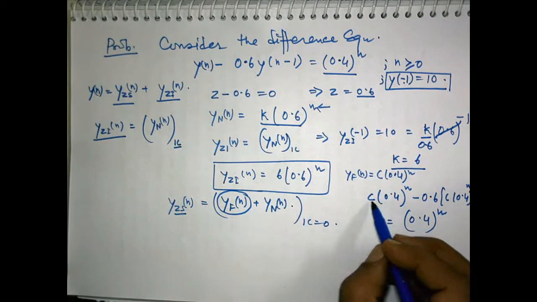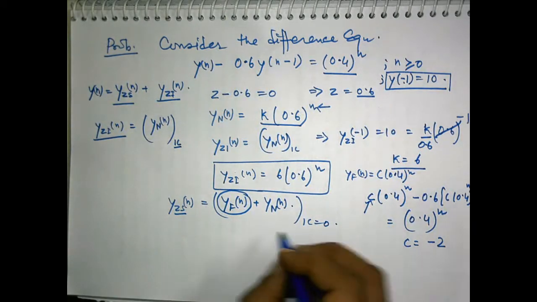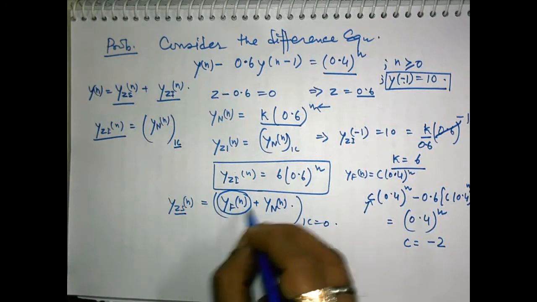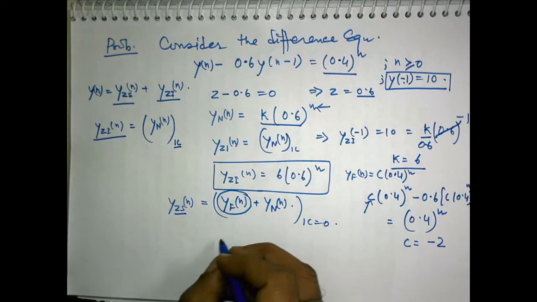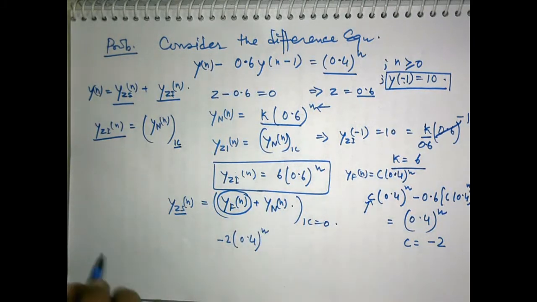So what we are evaluating from this equation is the constant c. The constant c is being evaluated. And what will be the value of constant c? If you recall from your earlier problem, it is minus 2. It was evaluated in your earlier problem, and this was equal to minus 2. Okay. So y f(n), which we have to put over here, is minus 2 (0.4)^n.